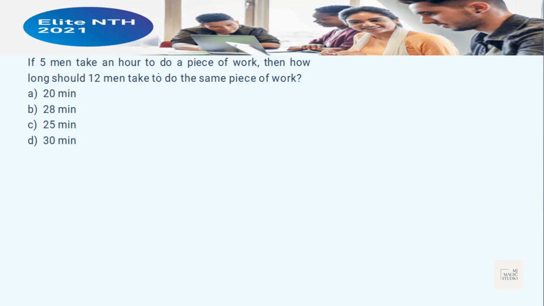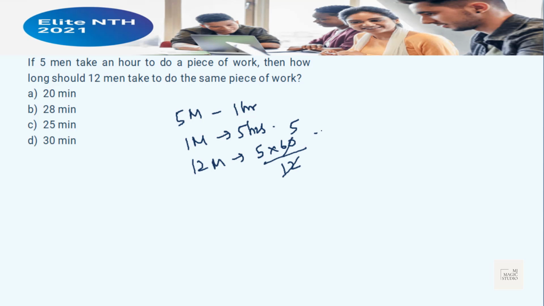If 5 men take an hour to do a piece of work, that means one man will take 5 hours. Then how long should 12 men take to do the same piece of work? 12 men would take 5 into 60 minutes by 12. So it would be 25 minutes.